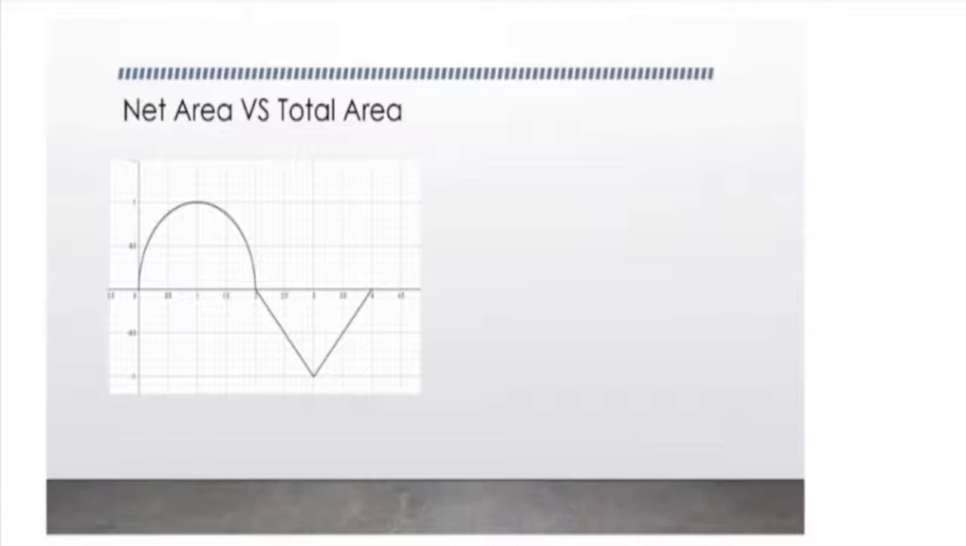Okay, net area versus total area. Let's solve for the net area first. I-abbreviate ko na lang as NA, net area. This one is a semicircle of radius 1. So ang area niyan ay pi r squared divided by 2, where r is 1. So that is pi over 2.